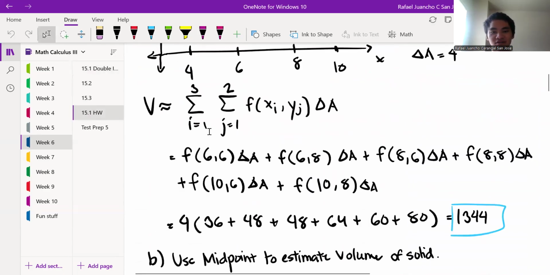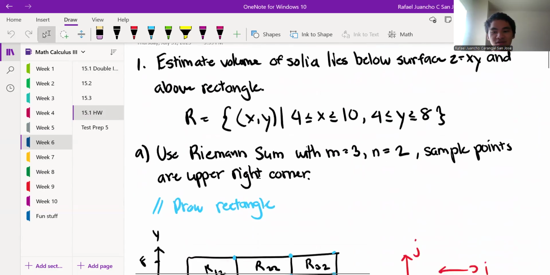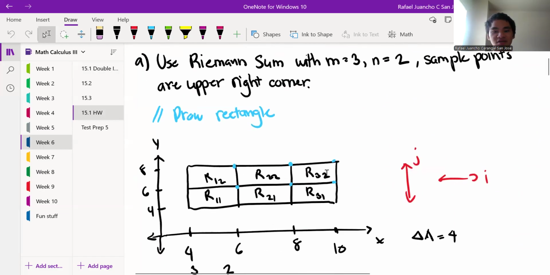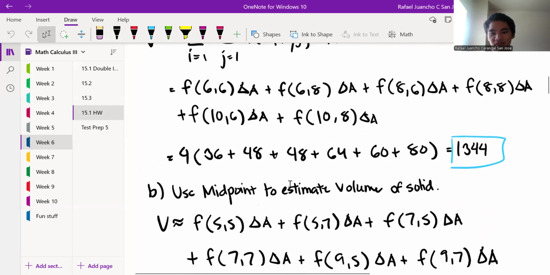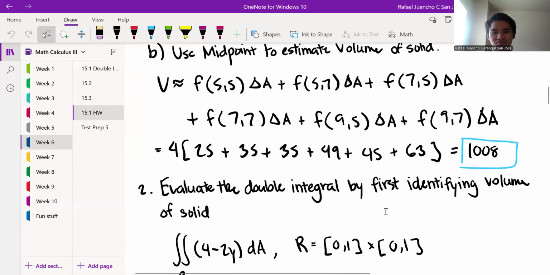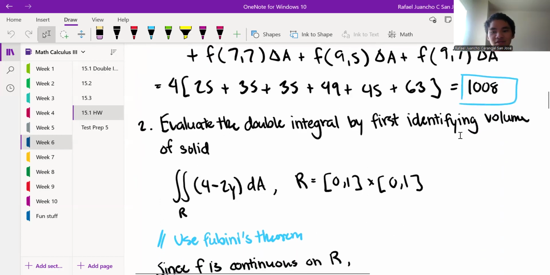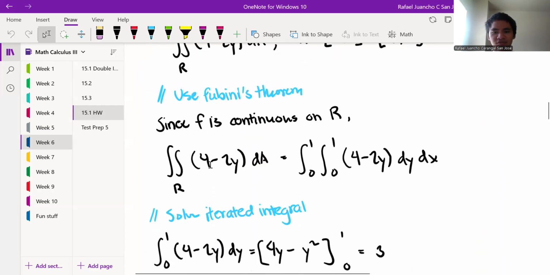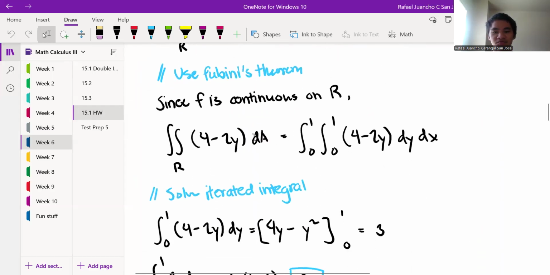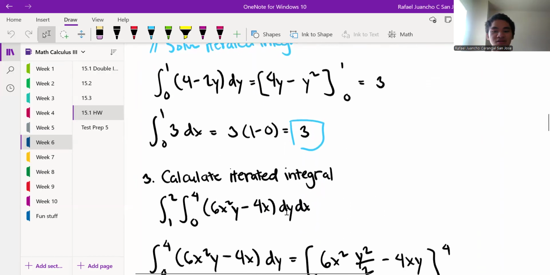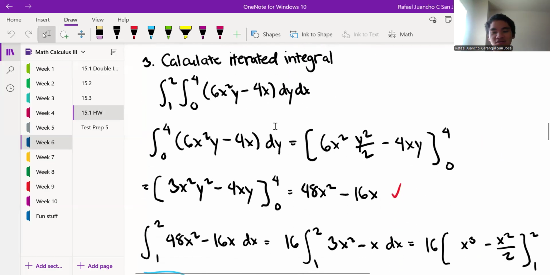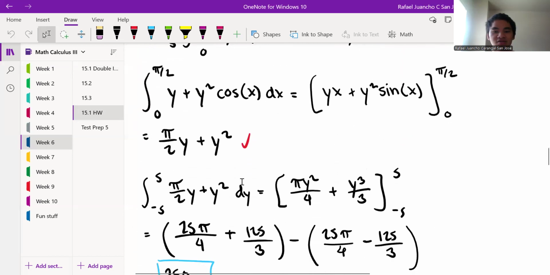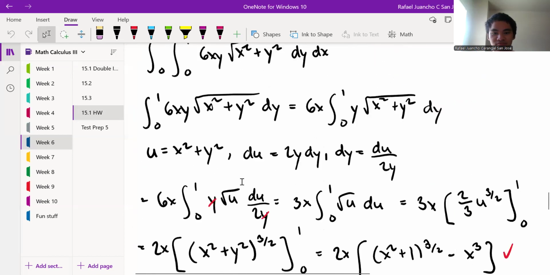And then we did some exercises where we used Riemann sums to calculate with sample points in the upper right corner. We did stuff like that. And then we also did a midpoint rule. And then we also did a double integral by first identifying the volume of our solid, right? And then we used Fubini's theorem here. So using Fubini's theorem, we converted it into an iterated integral. And then we got an answer of 3. And so here it's just the same process of doing iterated integrals again and again, right?